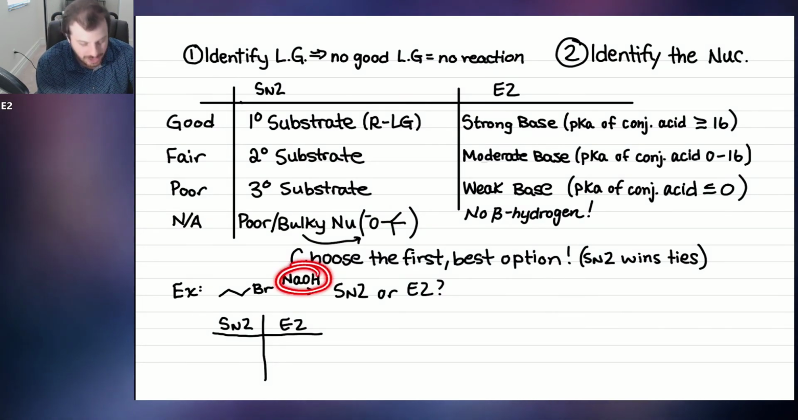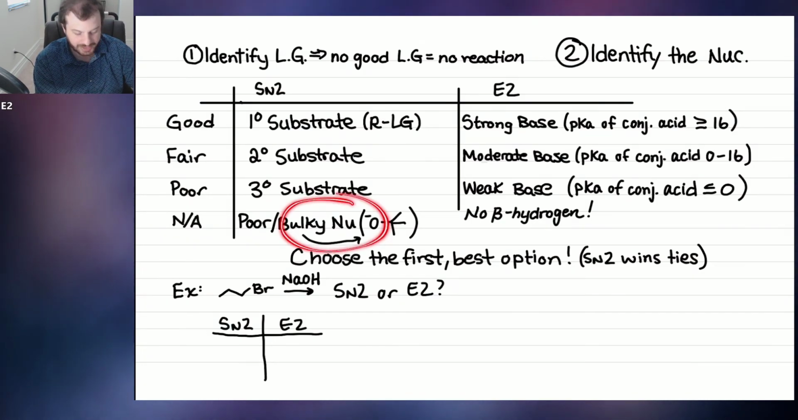Be careful, NaOH is not an alcohol. A lot of students think whenever they see OH, it's an alcohol, but NaOH is sodium hydroxide. It's not an alcohol. An alcohol is oxygen attached to carbon. There's no carbon attached to this oxygen, so it is not an alcohol. It's sodium hydroxide, which is quite a strong base.